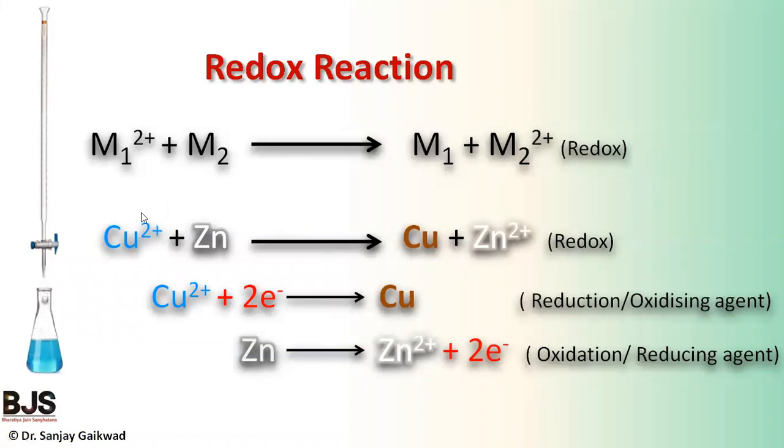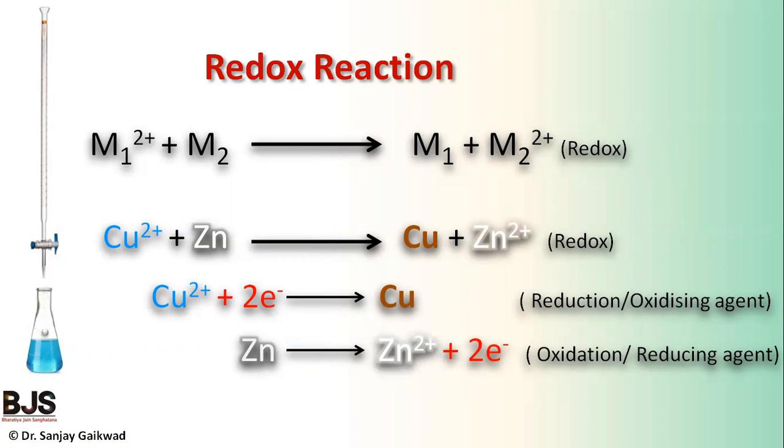For example, take the copper 2 plus ion solution. When zinc metal is treated with the copper ion solution, the zinc gives two electrons, forming zinc 2 plus ion. This is the oxidation reaction. When copper 2 plus ion accepts these two electrons to form copper metal, this is a reduction reaction. In this way, the copper accepts two electrons to give copper. This is a reduction reaction, and it is also known as an oxidizing agent. And when zinc loses two electrons to form zinc ion, this is the oxidation reaction, and it acts as a reducing agent.